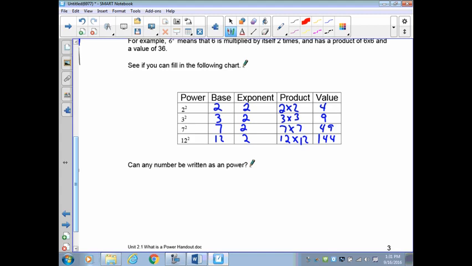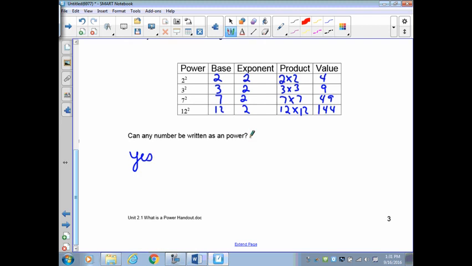So the question is, can any number be written as a power? And the answer to that is yes. Sometimes when you're given a number, you're not told that it's actually a power because the exponent is assumed to be there. For example, if you ever see a number like simply 3, 3 actually has an exponent. There is an exponent there.